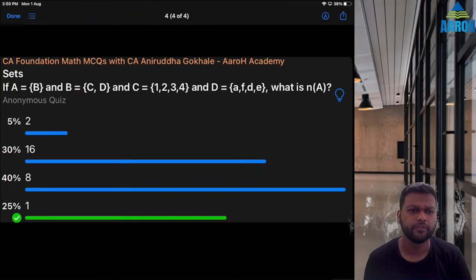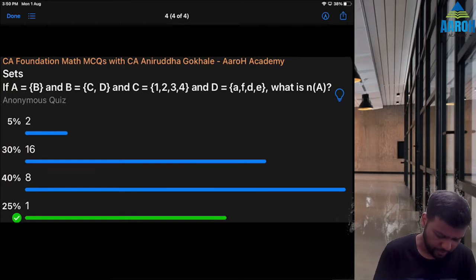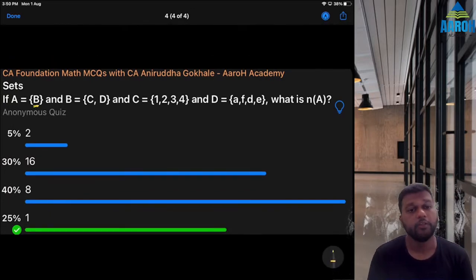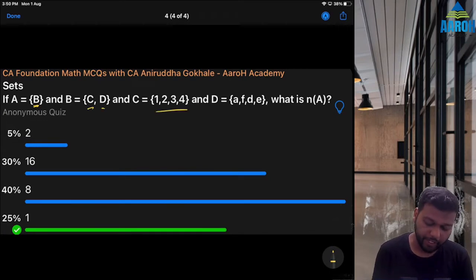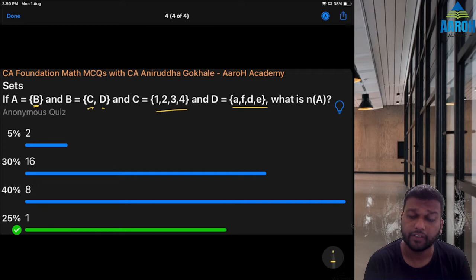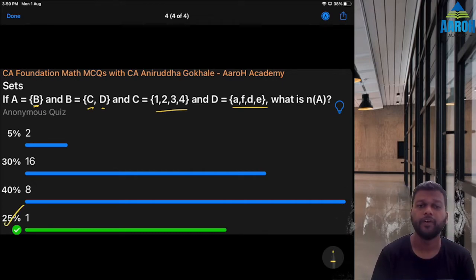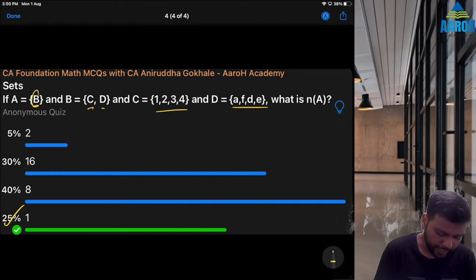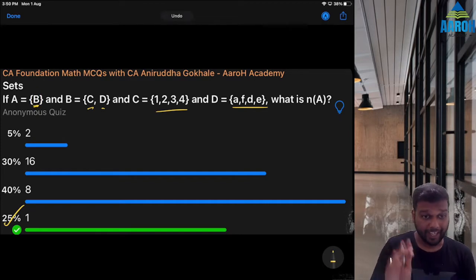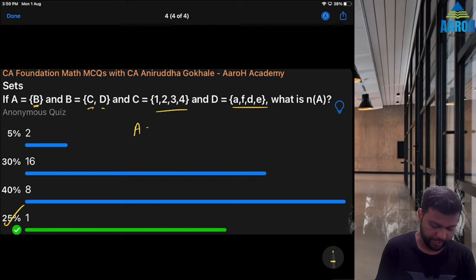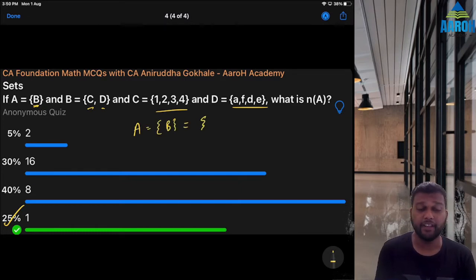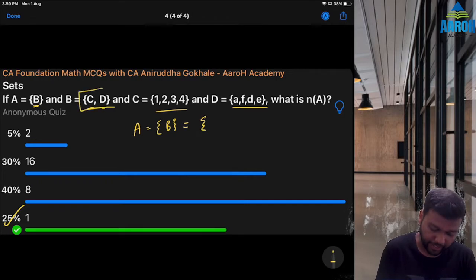Last for today. If A is a set containing B, B is a set containing C and D, and C is a set containing 1, 2, 3, 4, and D is a set containing A, F, D, E, then what is N of A? Now concentrate. N of A is 1. Why? Because A contains only one element. I agree that A contains, concentrate, B. But B is what? C and D. That means B is a set of C and D.